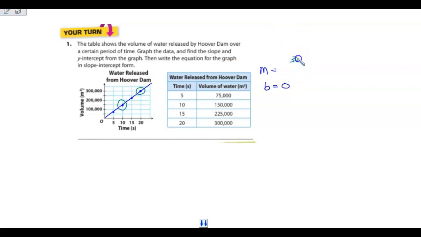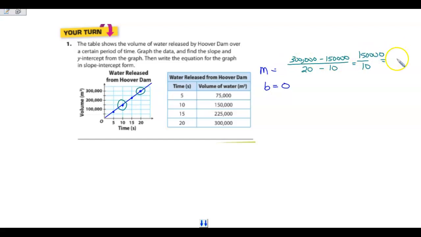So 300,000 minus my 150,000 over my 10 seconds and 20. So 20 minus 10. So that's 10 at the bottom, and that's 150,000 above.